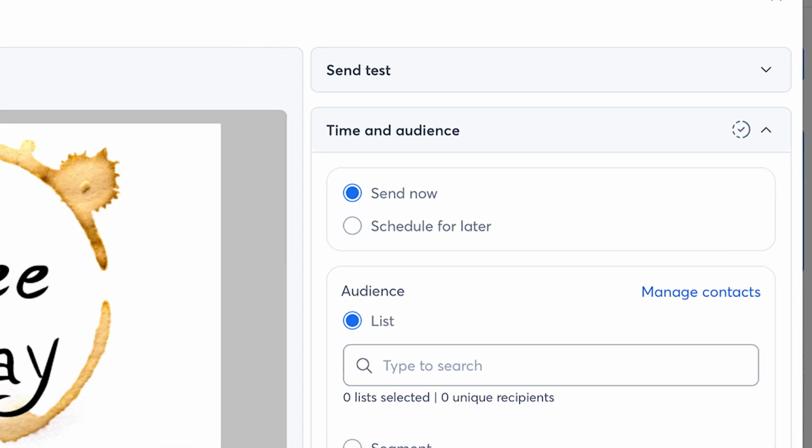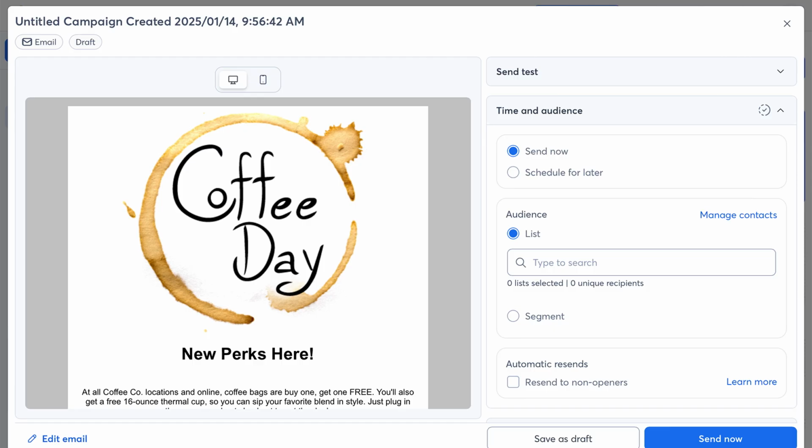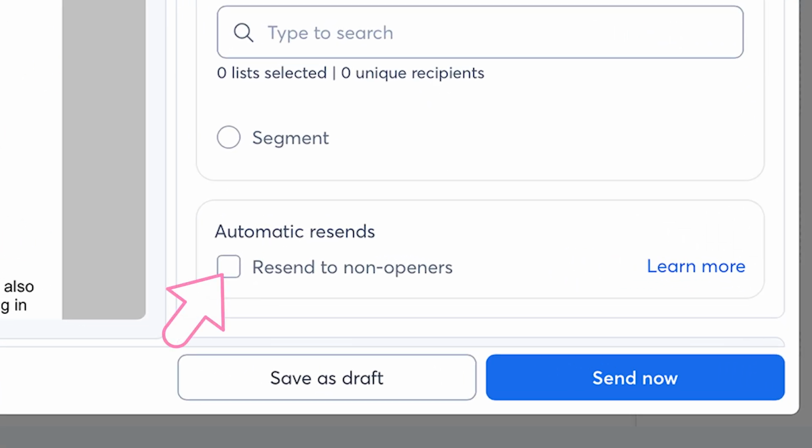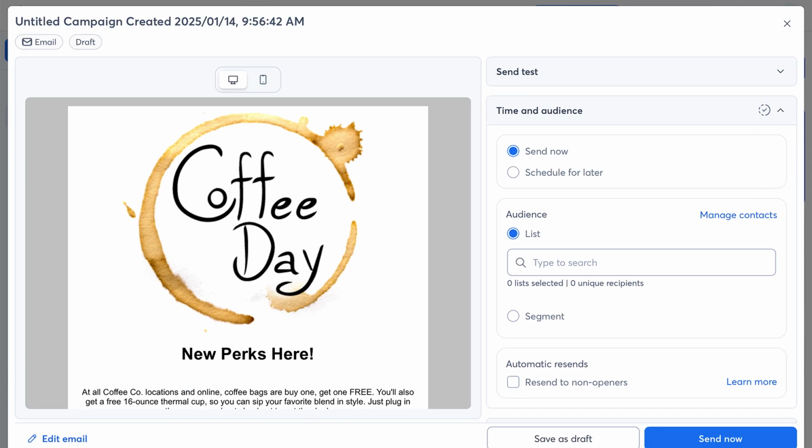Sometimes it's all about giving your contacts a second chance to open your email. Resending your email to the people who didn't open it the first time can help re-engage them and thus increase your initial open rate. Lastly, be sure to compare your results.